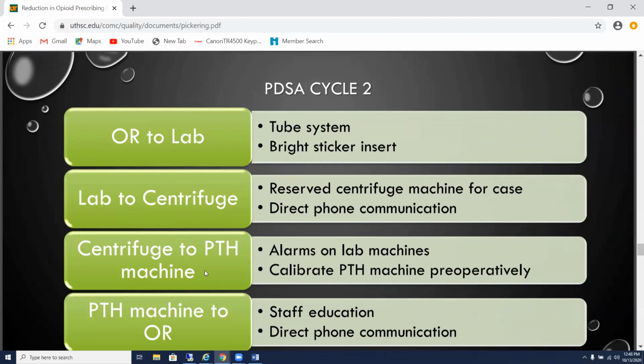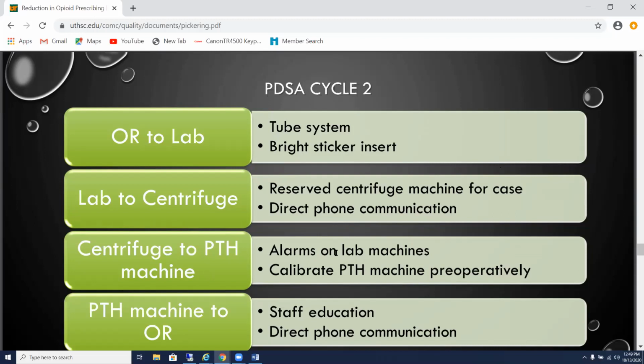So for the OR to lab, the lab had previously been transported on a dumbwaiter, which was thought to increase the efficiency of it, but once we dug into it, it actually required the lab techs to walk all the way across the lab and go out of their way from the busy work that they're otherwise doing, and led to delays. We also put a bright sticker insert on the lab that gave specific instructions to the OR nurses and the lab techs and everyone involved, so that the process was the same every single time, because it was often different lab techs and different OR nurses doing it. So this made the process the same every time, which improves the efficiency.